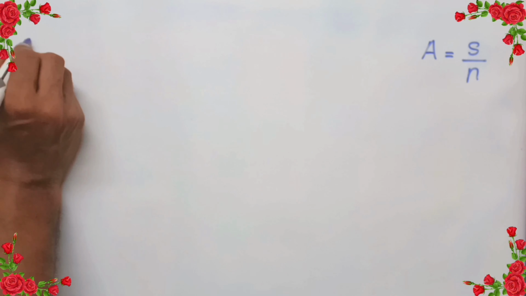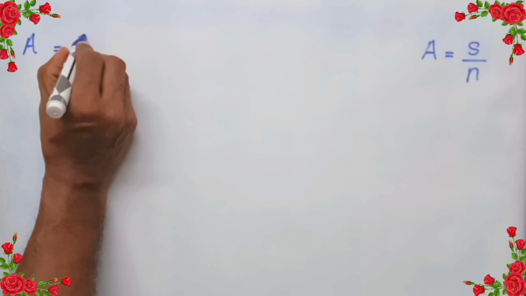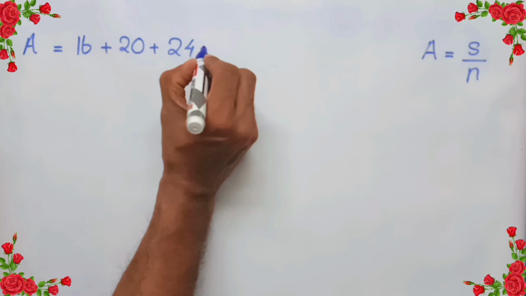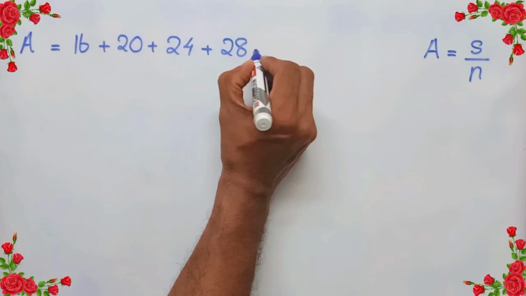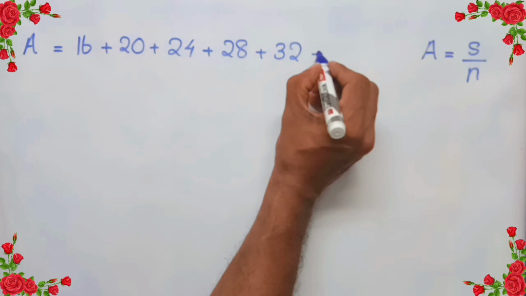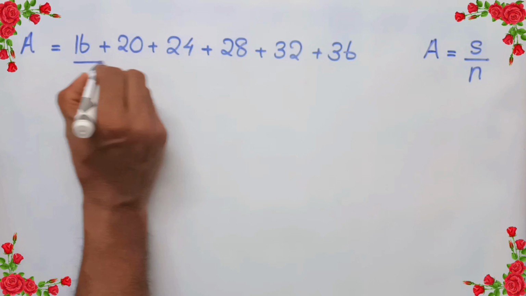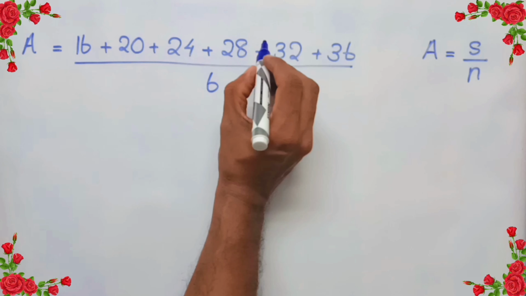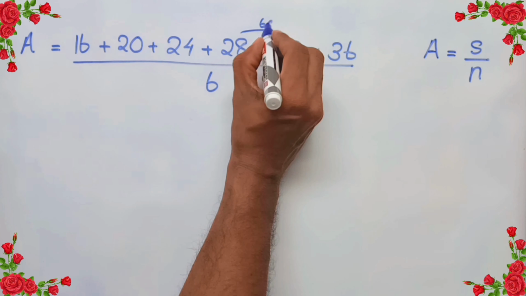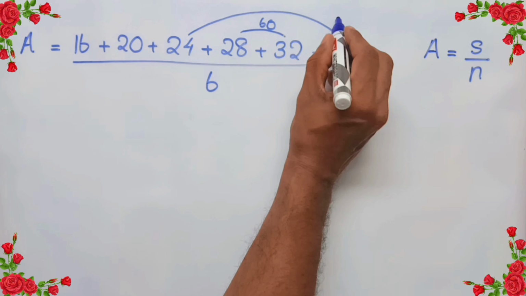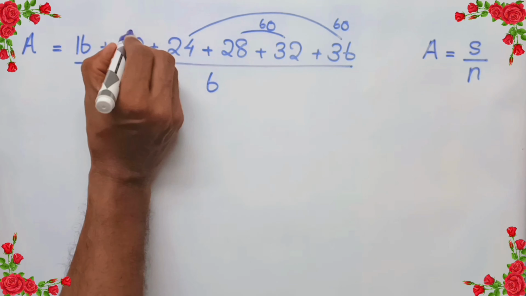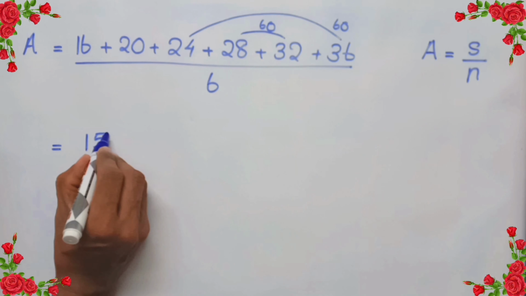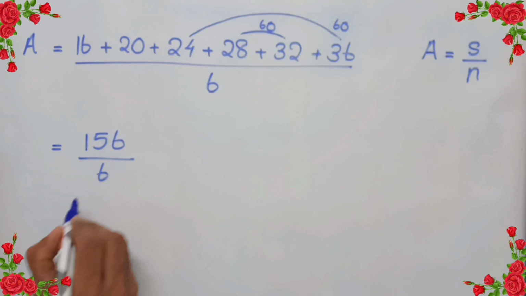Write the multiples of 4 in between 12 and 39 and find their sum. 4 into 4 is 16 plus 4 into 5 is 20 plus 4 into 6 is 24 plus 4 into 7 is 28 plus 4 into 8 is 32 plus 4 into 9 is 36, and whole divided by 6. That is, there are 6 multiples of 4 in between 12 and 39. On adding the terms, 28 plus 32 is 60. 24 plus 36 is 60. That is, 60 plus 60 is 120. 120 plus 20 is 140. 140 plus 16 is 156.